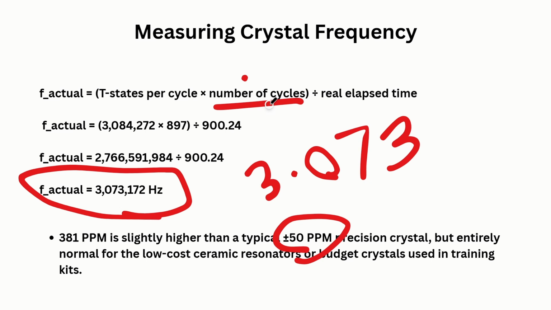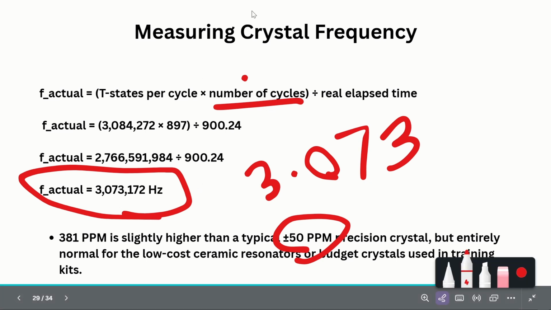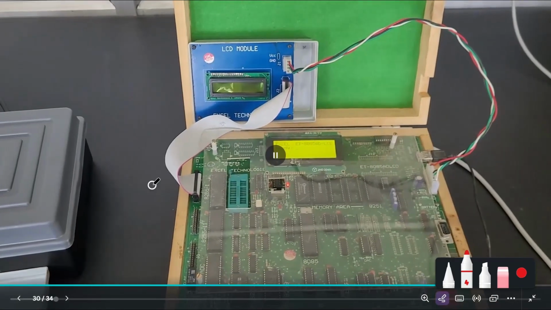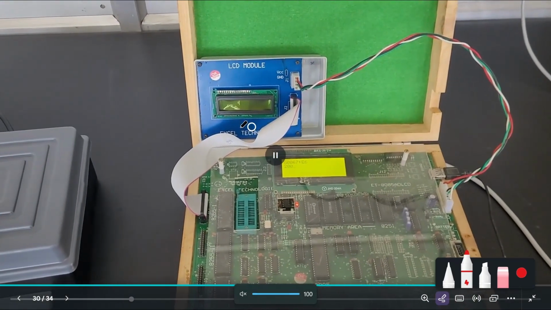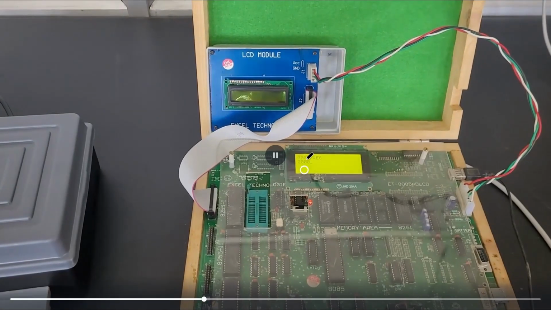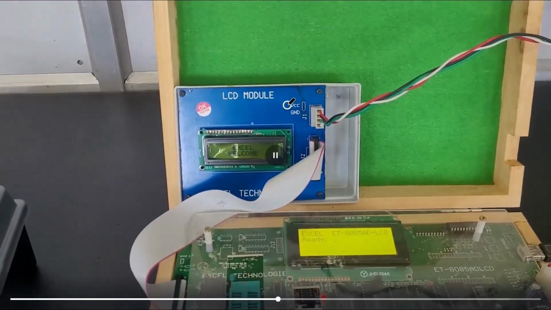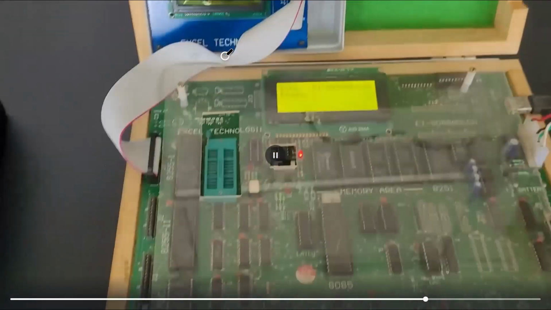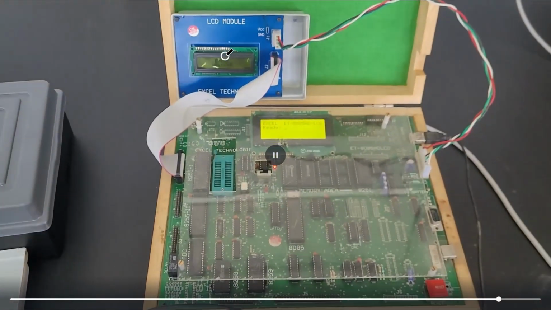So this is the video for the first program, which is just Excel welcome. You can see it here. After we run the command G2000, the text Excel welcome appears on the LCD display screen. You can see it very well here. This is just a simple program.